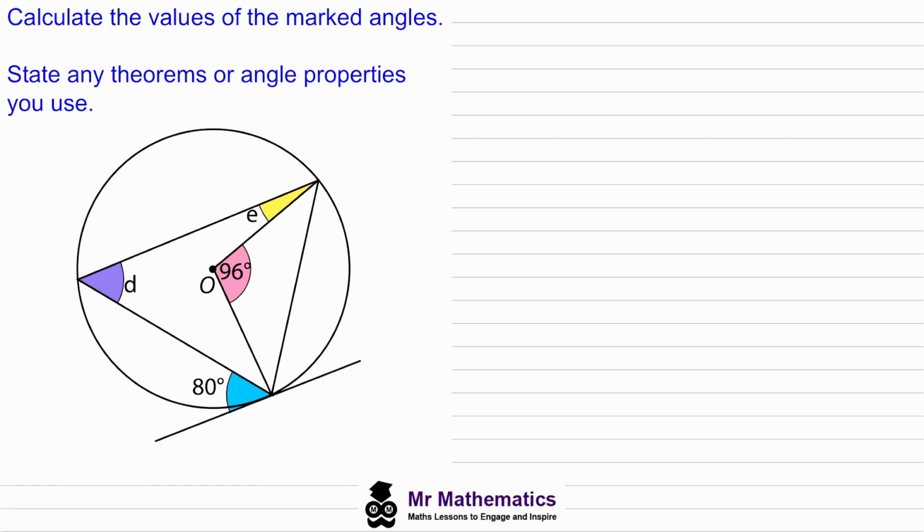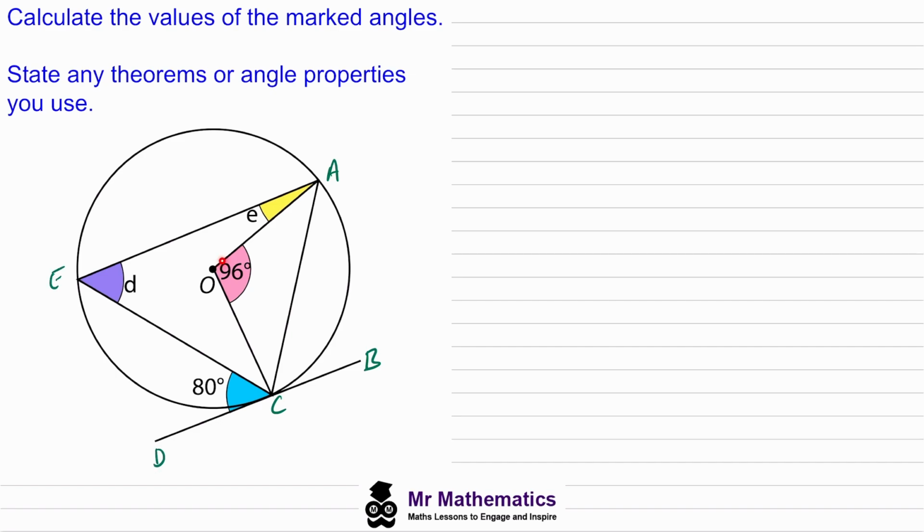So in this question, we've been asked to calculate the values of the marked angles, so angles D and E, and then to state any theorems or angle properties that we use. So the first thing we need to do is label each of these vertices. So we'll call this one A, B, C, D, and E.